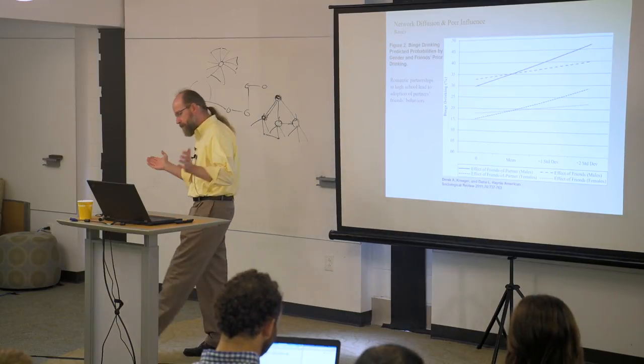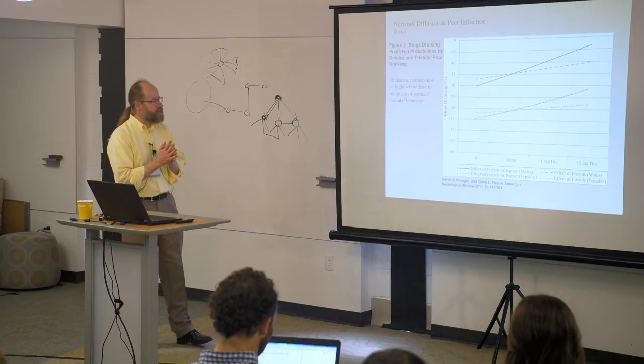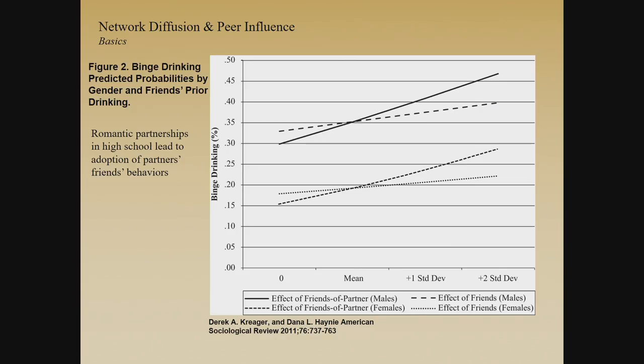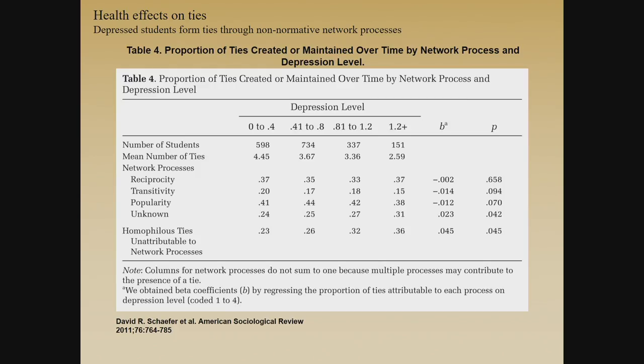Now this work has been taken up in the peer influence field a lot. This is a nice piece by Derek Kreager and Dana Haynie looking at the probability of binge drinking as a function of how likely your friends are to be drinking. We can think about this in terms of my likelihood of drinking as a function of my friends' likelihood of drinking, if I have an average level, above average level, and so forth. David Schaefer, who's over here in the corner, is talking about the proposition that ties created are maintained over time by network process and depression level. And so this is another example of looking at how a network process is driving an outcome.